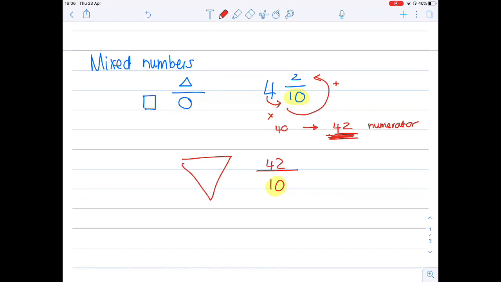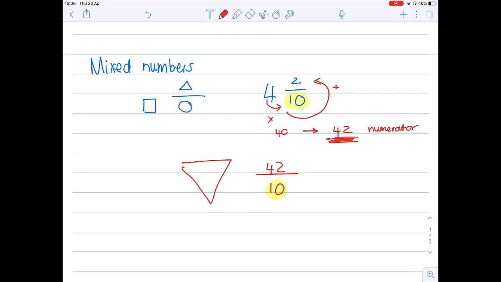Cool, I'm done. Don't make the error of then changing it back to a mixed number, because then you've done the whole marathon for no reason. So leave it at that. We're just trying to see if you know how to do that. That's most important. So that's how you change a mixed number into an improper fraction.